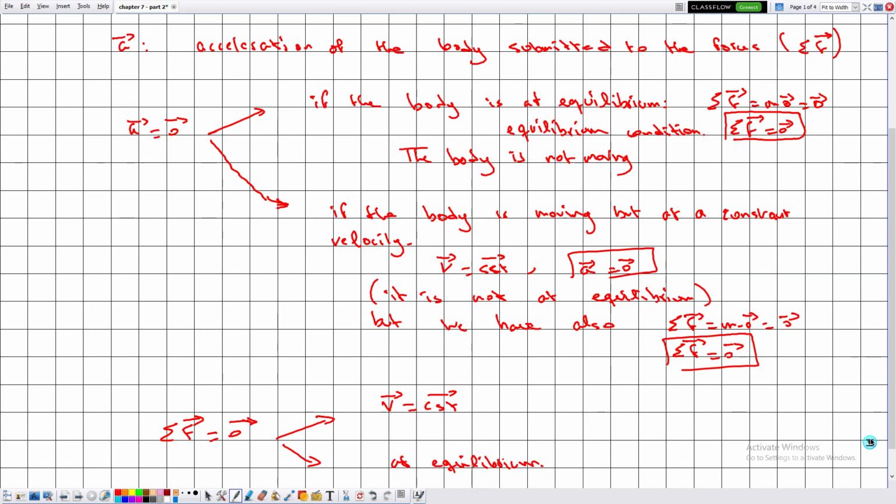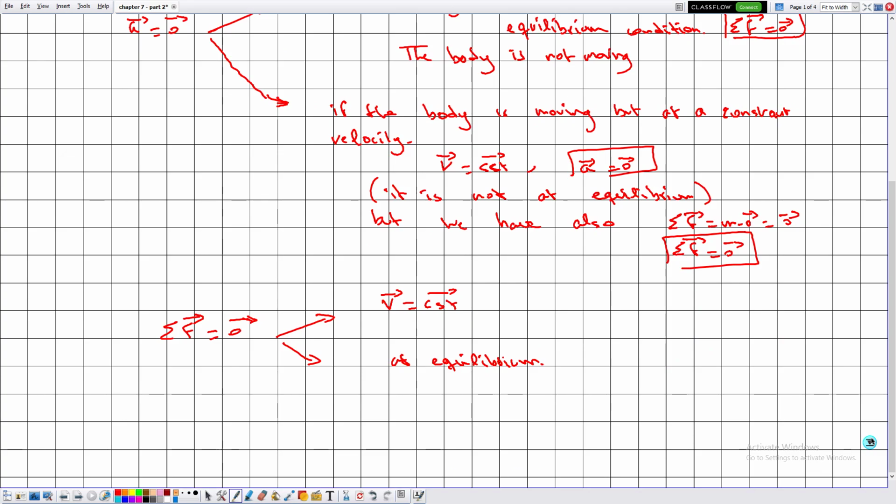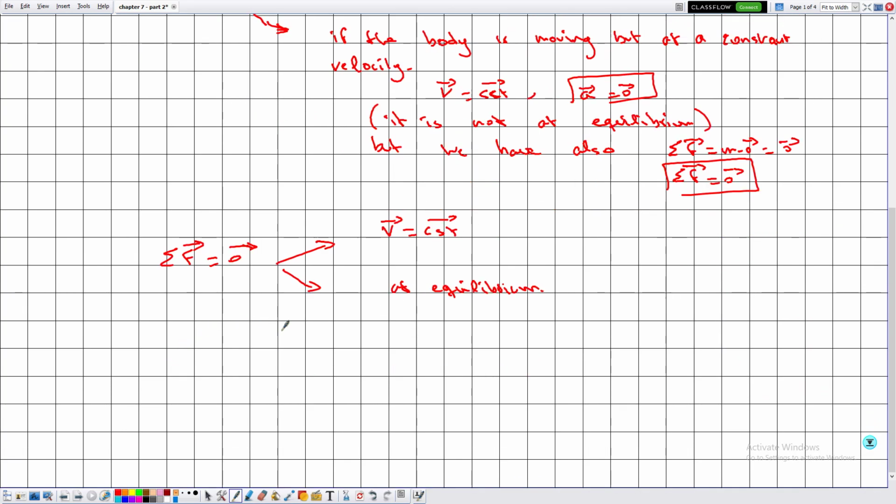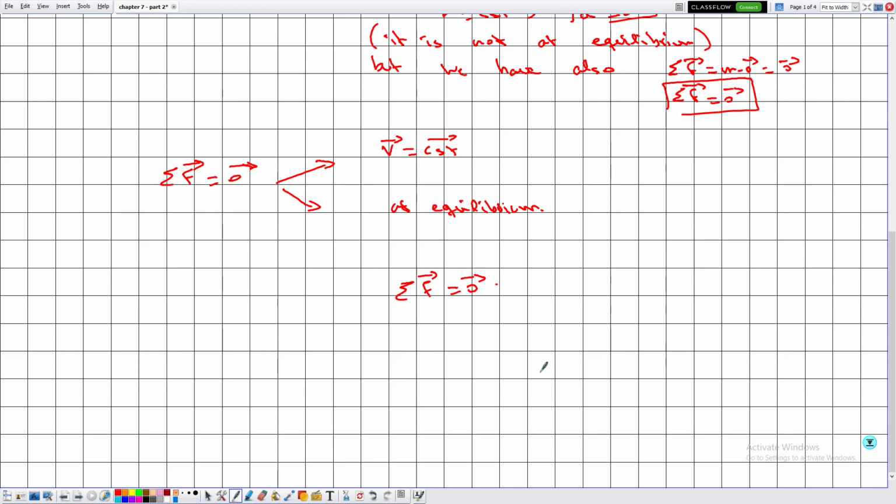Now we are interested in solving the equation sum of forces is equal to 0. In this case we will follow several steps in order to solve this equation. Notice that this is a vectorial equation which requires projection. So step number 1, list the forces acting on the body.